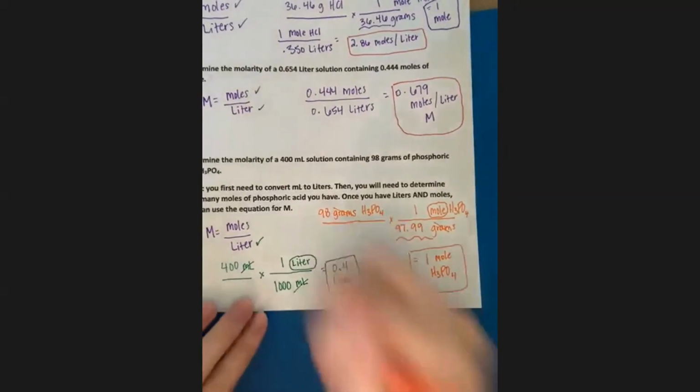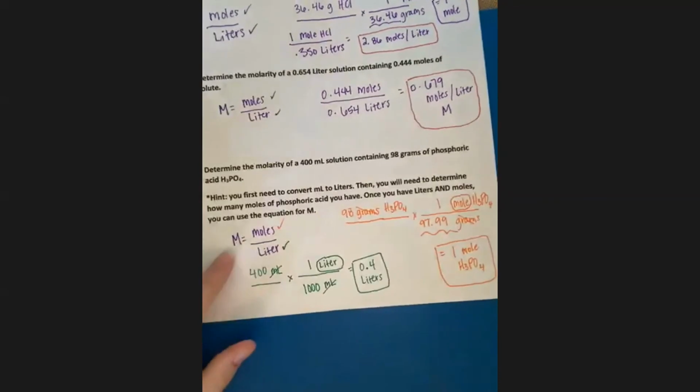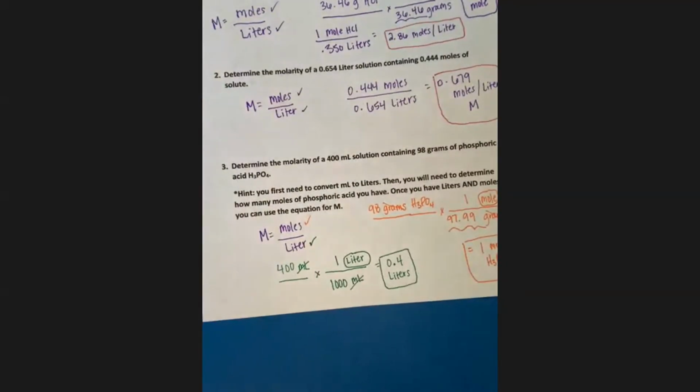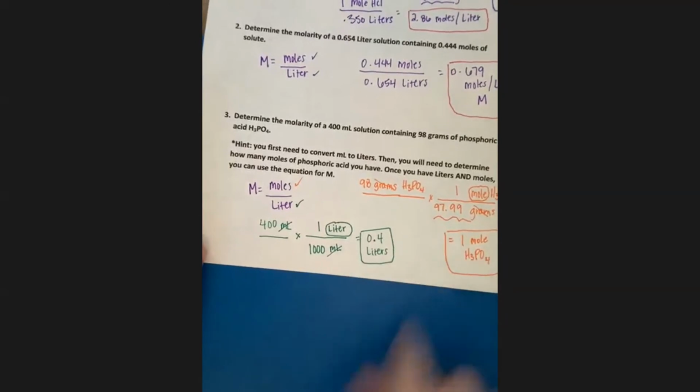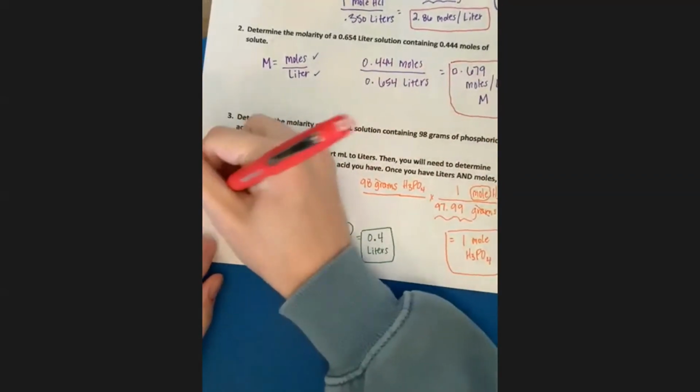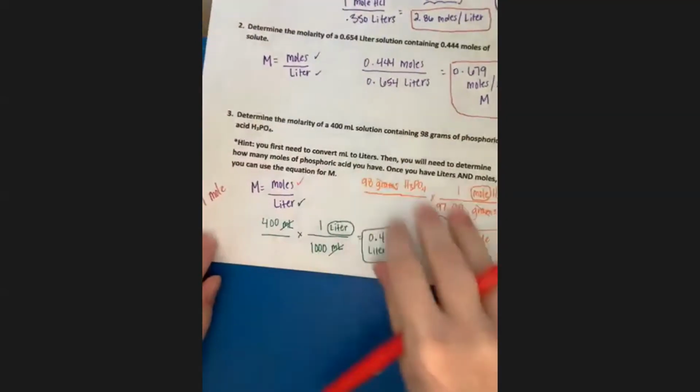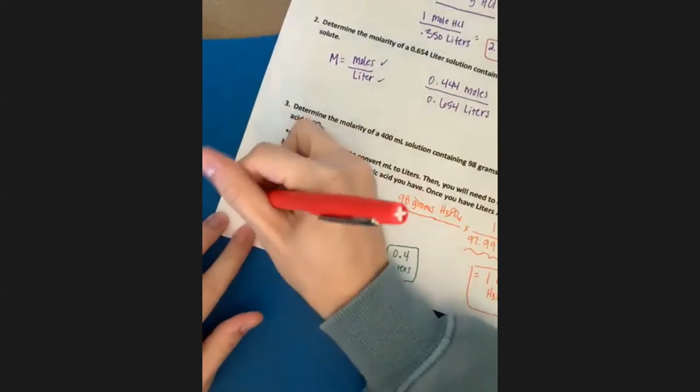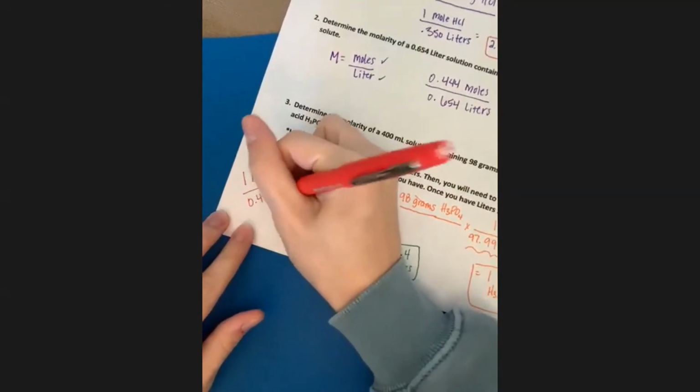Neither of those are our answer. Okay, but we now have moles and we have liters. Okay, now we can use this equation over here. All right, I'm kind of running out of space, so I'm going to move it over here to the side. So to get our final answer, neither of these are the answer. Okay, I'm going to put moles on top. 1 mole, 0.4 liters.